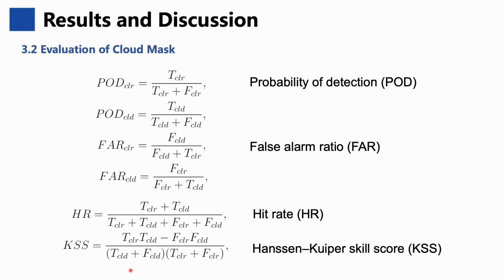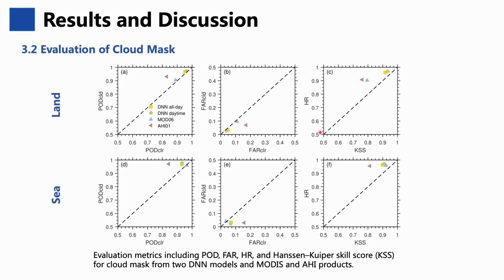Besides, two evaluation metrics are also introduced. They indicate the overall performance of the DNN model in cloud detection and show a high detection level as they approach 1. The evaluation metrics of the cloud mask show the two DNN models achieve successful performance, with HR values higher than 0.95 and KSS values about 0.88 over land over the whole day.